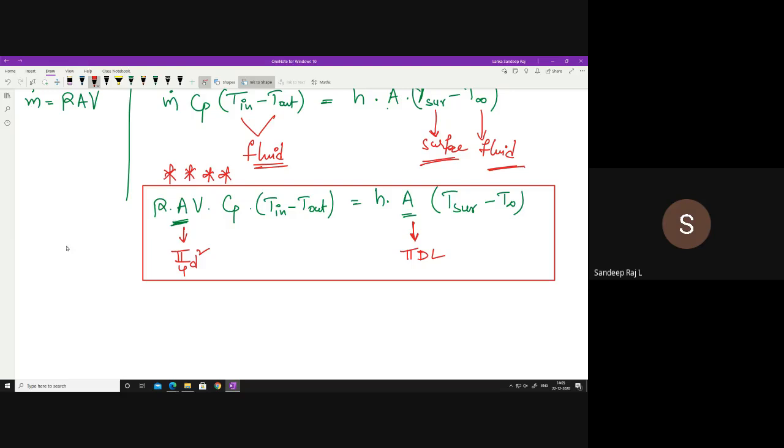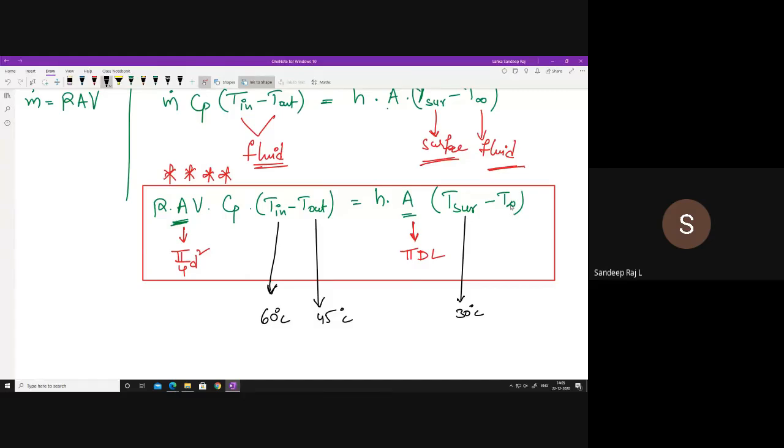Now that you know this expression, do you know the value of T in? It is given to you. T out is also given to you. What is the T in given in the problem? It is entering at 60 and should leave at 45. And then the temperature of the surface is given. What is it? 30 degrees centigrade. The wall temperature is given.